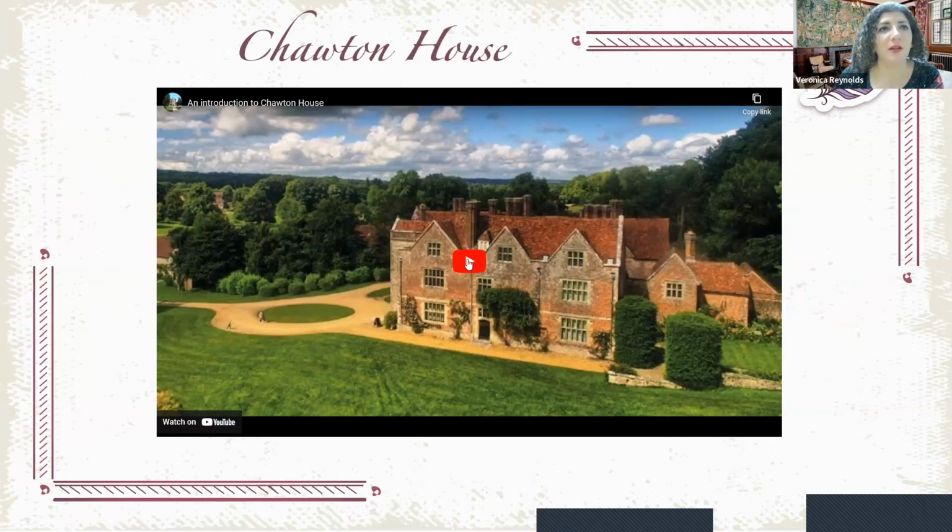Do you have a little tour of Chawton House? I don't believe this shows the tinier house for much of it, but this is the estate of Chawton.